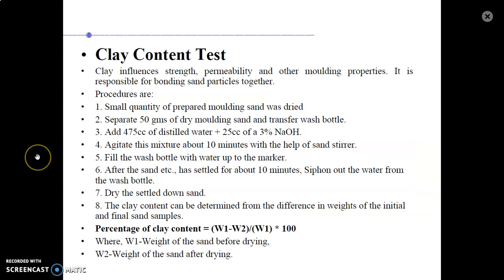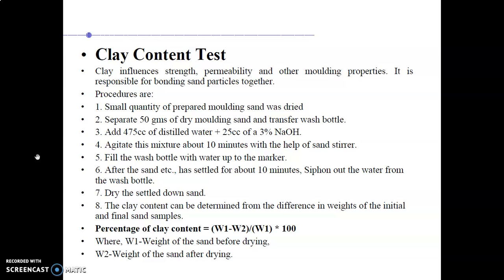Now next is the clay content test. You have to identify the amount of clay present in the molding sand. Clay influences strength, permeability and other molding properties. It is responsible for bonding the sand particles together.